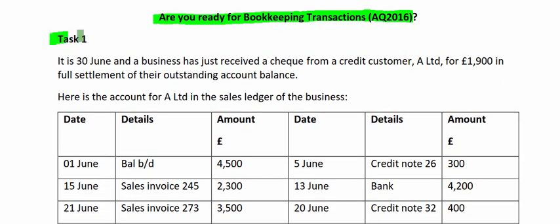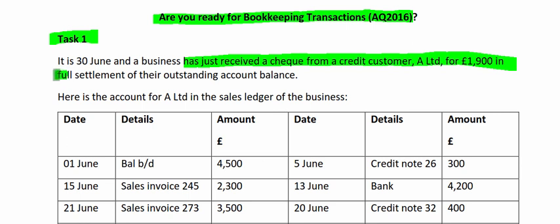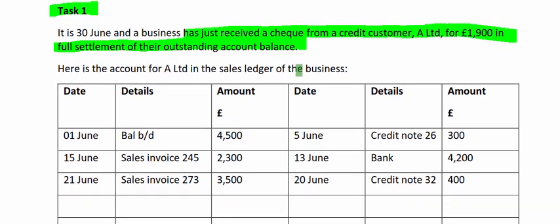So starting with task 1. So the 30th of June, and a business has just received a cheque from a credit customer called A Limited for £1,900, which they think is a full settlement of their outstanding account balance. We're then given the account for A Limited in the sales ledger of the business.